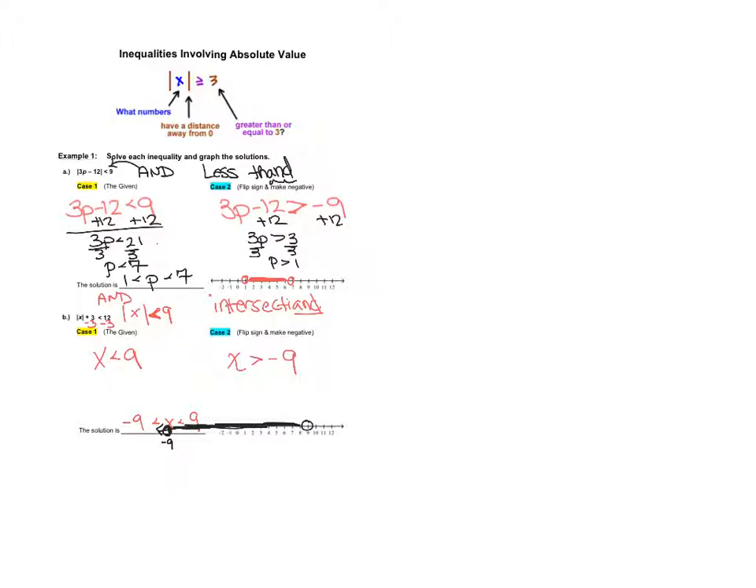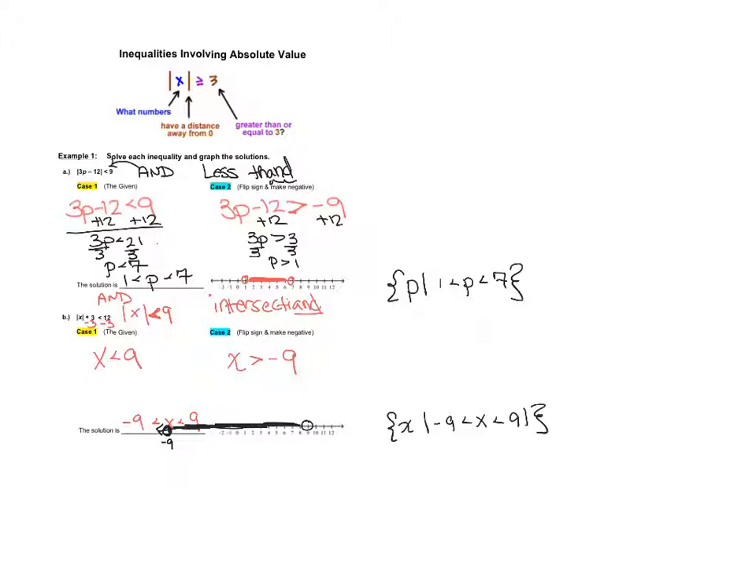I'm going to go back to example 1a here. I like to write this as a solution set. So for every value of p, 1 is less than p, which is less than 7, would be the proper way to write that answer. And for example 1b then, for every value of x, negative 9 is less than x, which is less than 9.